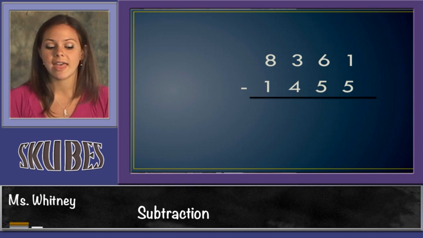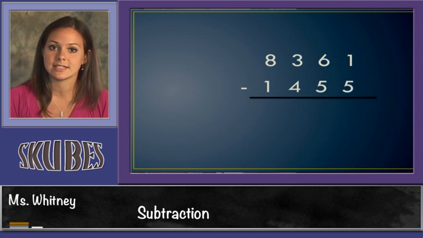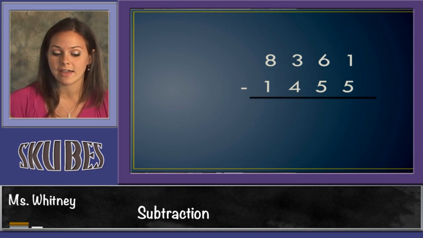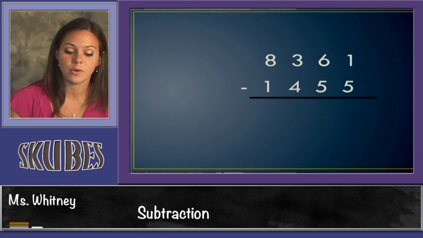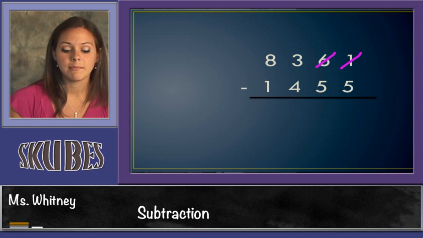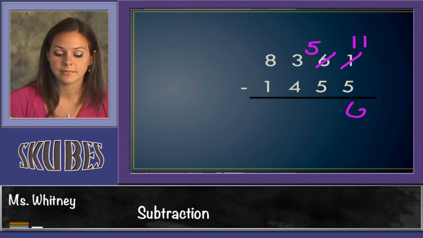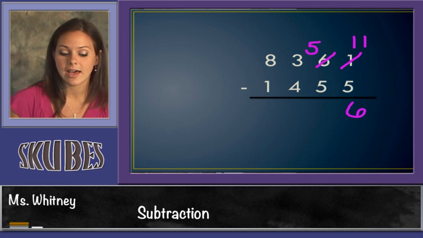In this problem, I have 8,361 minus 1,455. I start in the ones. I have 1 take away 5. I can't do it. My 6 becomes a 5. My 1 becomes an 11. 11 minus 5 equals 6. 5 minus 5 is 0.